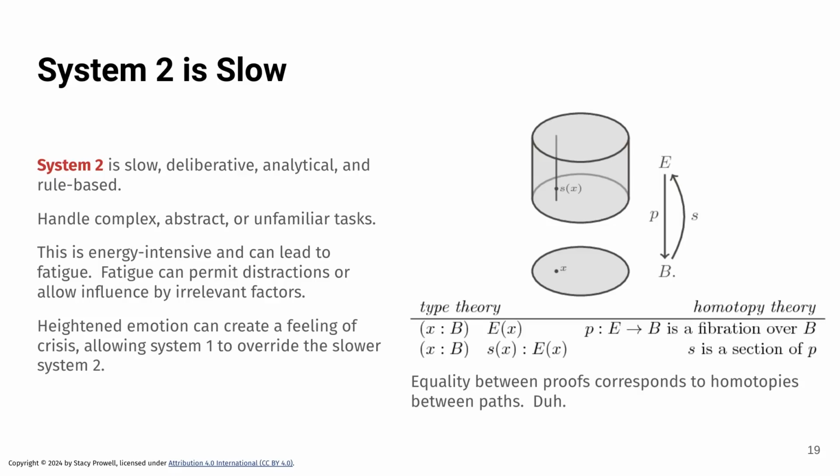It's energy intensive. Doing this kind of thing can lead to fatigue, right? And that leads to distractions, and it can also let you be influenced by what are seemingly irrelevant factors just because you become tired, right? You've used up the sugar in your blood, you need a snack, you need a nap, but someone is coming at you with a new problem to solve. Heightened emotion can short-circuit this process, right? Feelings of anger, disgust, even joy can interrupt this process and let you fall back on System 1.